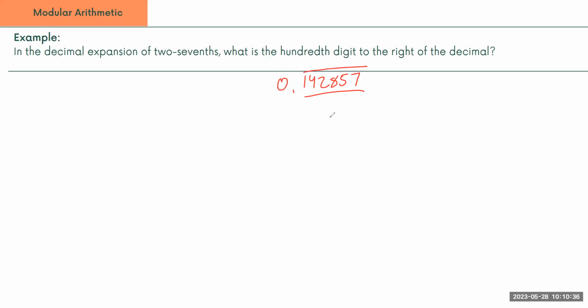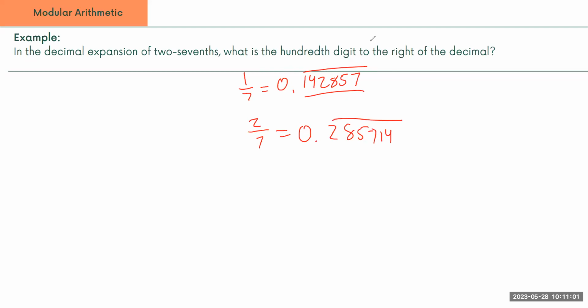Basically, this is 1/7. In 2/7, I can give you guys a little formula here. It's like 285714, I'm pretty sure, or something like this.